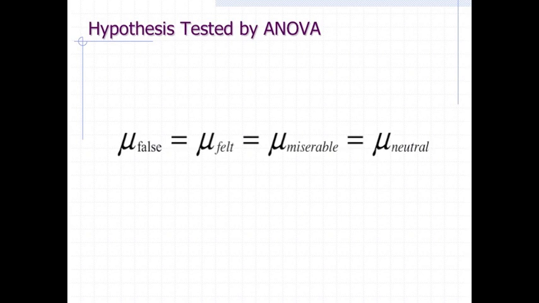ANOVA tests the non-specific null hypothesis that all 4 population means are equal. That is, mu false equals mu felt equals mu miserable equals mu neutral. This non-specific null hypothesis is sometimes called the omnibus null hypothesis. When the omnibus null hypothesis is rejected, the conclusion is that at least one population mean is different from at least one other mean.